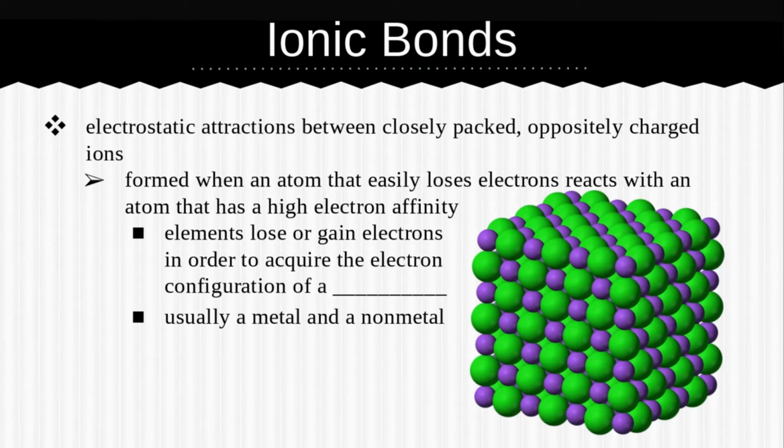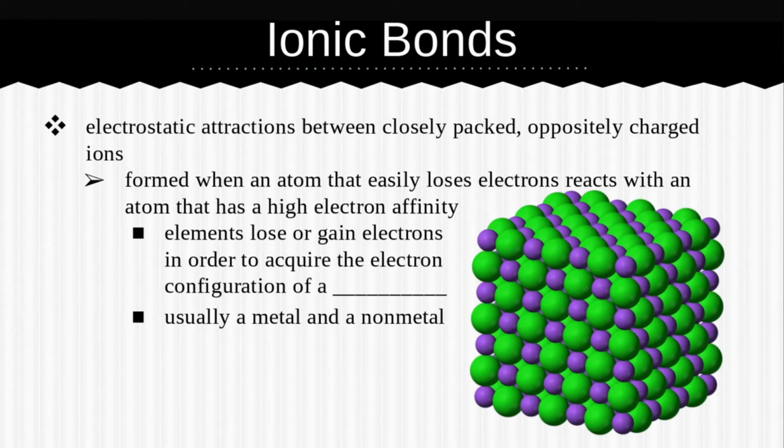So typically, the ionic bond forms when you have one atom that loses electrons easily. It has a low ionization energy. And that element would react with an atom that has a high electron affinity. It really wants to gain electrons. So you wind up with one that becomes positively charged and one that becomes negatively charged.